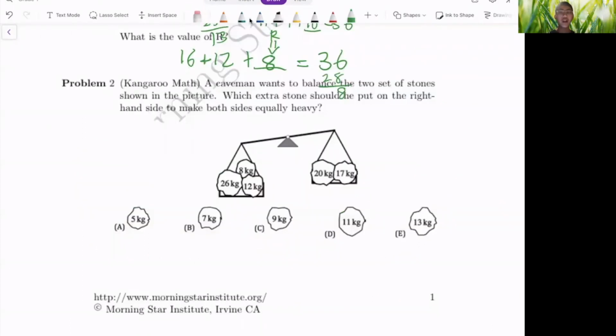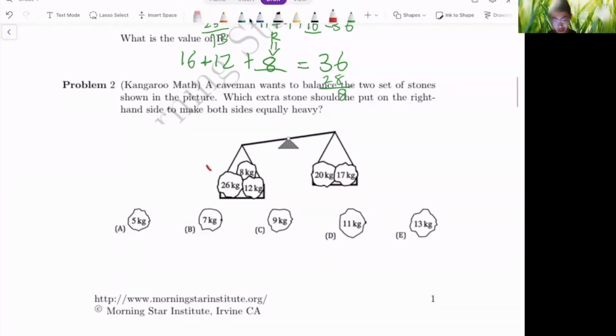Problem 2. A caveman wants to balance the 2 sets of stones shown in the picture. Which stone should he put on the right-hand side to make both sides equally heavy? So on the left-hand side, we are given 26 plus 8 plus 12. And we are asked to figure out this. And the answer is 46.